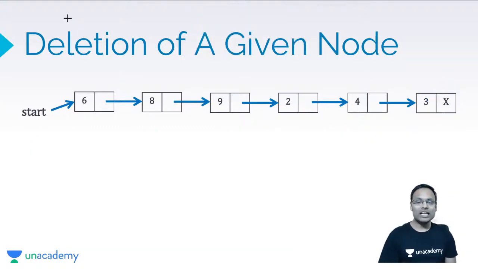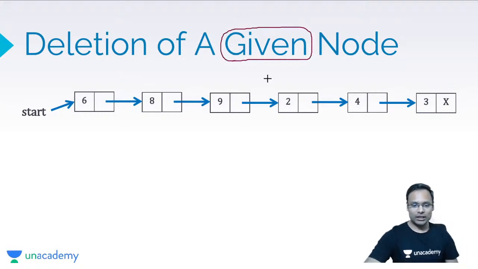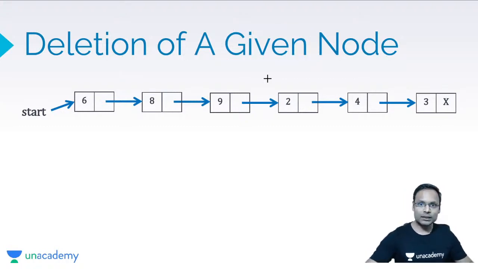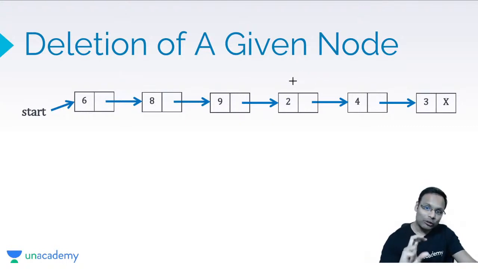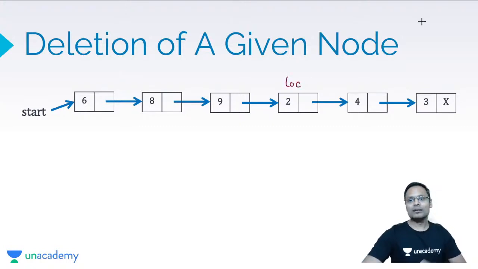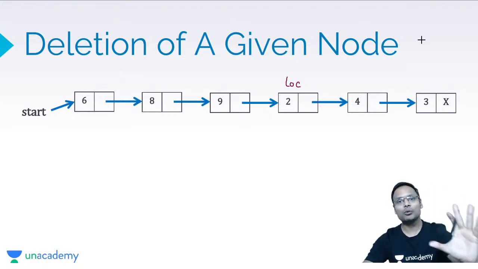अब बात करते हैं deletion of a given node. So this particular word has really great meaning. The node is already given. Node is already given means here some node's address will be always given in the algorithm. Let's say I have given you the address of this particular node as address in LOC. So LOC is the pointer pointing to that node which I'll have to delete.